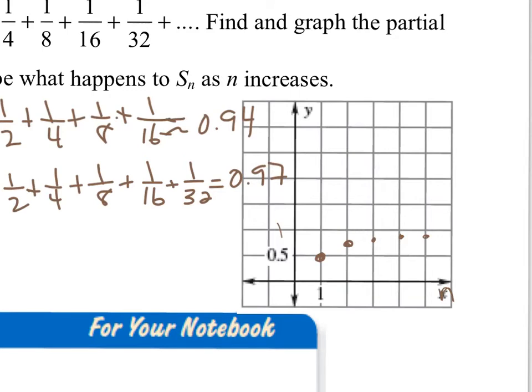And then it says to describe what's happening. So as n approaches infinity, so as the terms get bigger and bigger and we start adding them, the sum in this instance will approach a limiting value of 1.